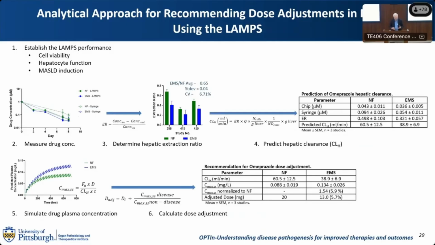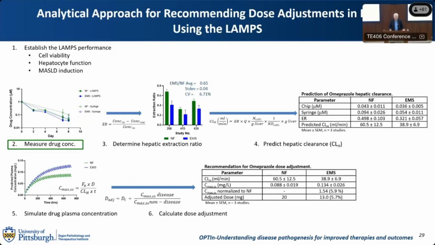Now, the analytical approach for recommending dose adjustments in MASLD using our LAMPS model is multiple steps. The first thing we have to do is establish the LAMPS performance: put the cells together, establish that the cells are viable, establish that the hepatocytes are functioning, and establish that in the case where we're inducing the disease, we actually have the disease. And once that is established, and we have a set of reference values, which are the criteria they have to meet to say yes, the model is functional, we can then add the drug, and we can measure the disappearance of the drug over time in the model.